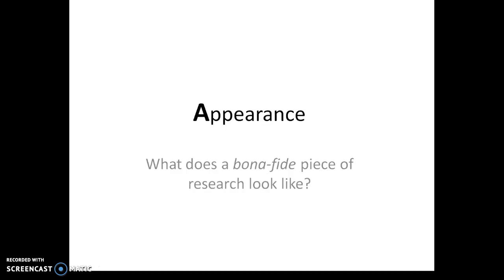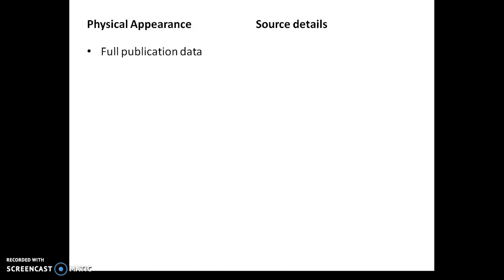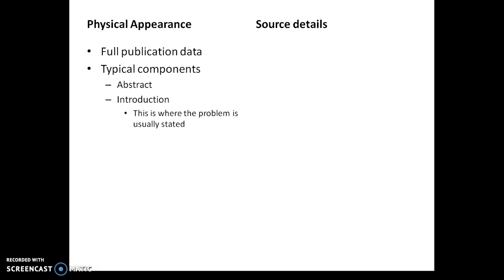Appearance means, just be very, very clear about what a bona fide piece of research looks like. Physical appearance, if it's a peer-reviewed journal article, it should have full publication data. Typical components will include an abstract, an introduction, where the problem that's been addressed is usually stated, or where the research area has been stated. The literature review, which looks at what other people have said about this theory, is always a really good source for getting other information from. Then the research method that they've used, the results that they've come up with, and a discussion or a concluding part which talks about the implications of the findings of this research.